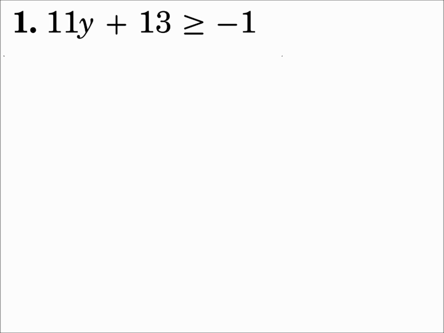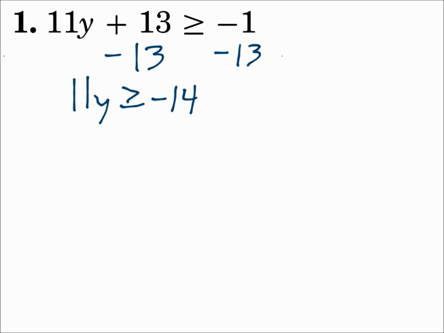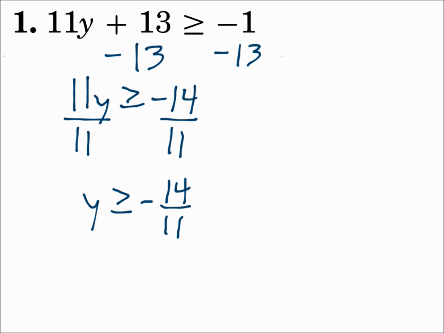Next is add or subtract. Since the variables are all on one side, let's move the constants. There's a 13 added to the variable. Do the opposite and subtract 13. You get negative 14 on the right. And finally, multiply or divide. That's a y times 11. Do the opposite and divide both sides by 11. That won't divide evenly, so just leave it as the fraction negative 14 elevenths. All y such that y is greater than or equal to negative 14 elevenths.